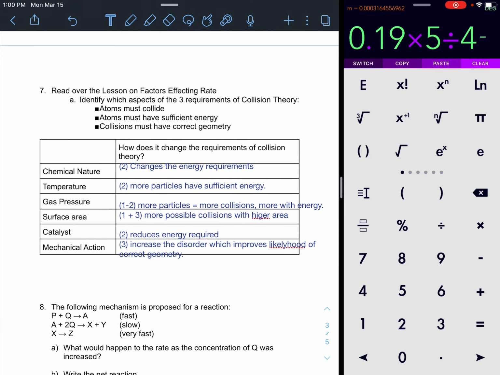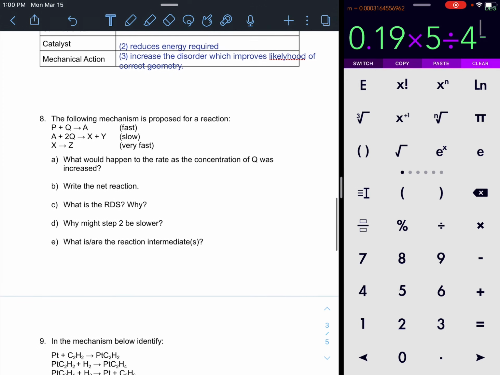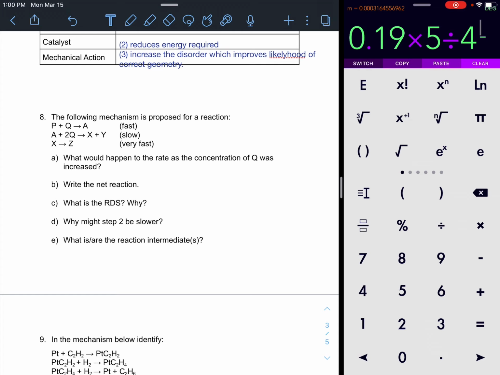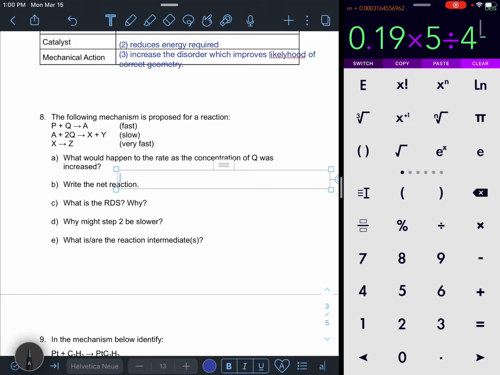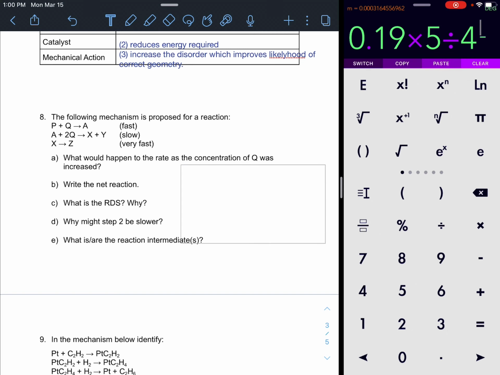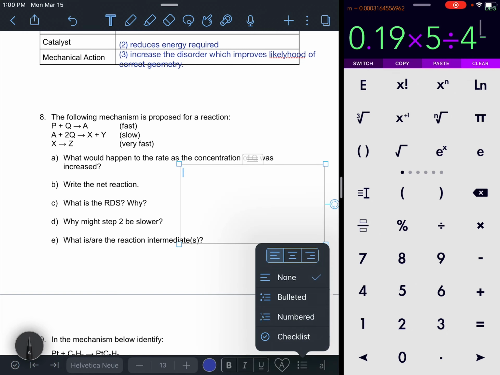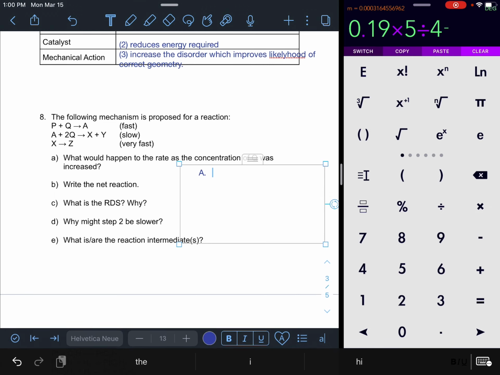Something like that. Okay. Following the mechanism proposed, what would happen to the rate as the concentration of Q is increased? No effect here. So we mostly have no effect. Okay. So no effect. B, write the net reaction. This would be P plus 3Q. X cancels out, and A cancels out. So then X cancels Y plus Z. That would be our final net reaction.